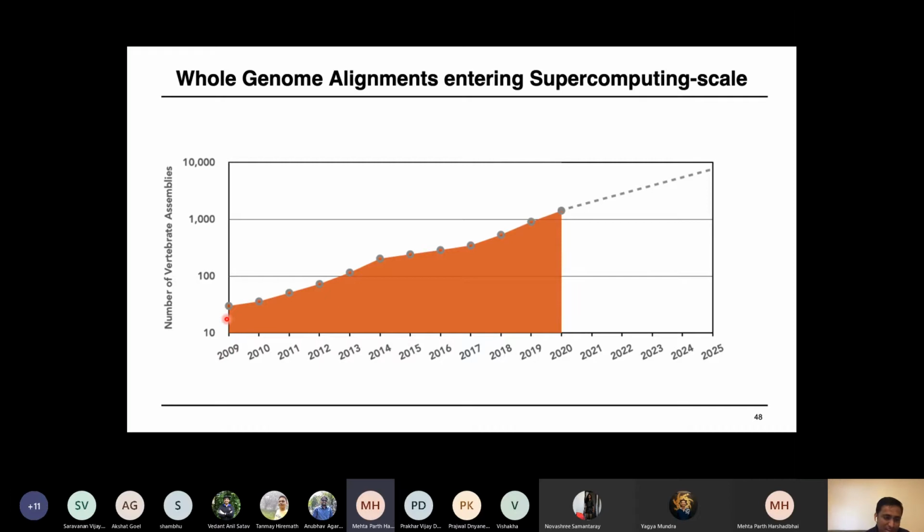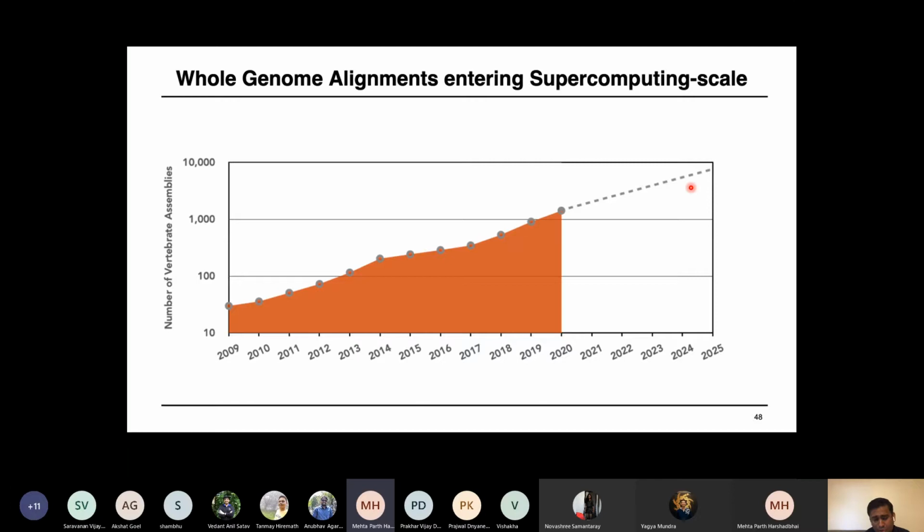For example, we had mouse, and we had vertebrate species. So we had rat, we had gorilla, and so on. And that has been increasing over the last decade. So just this year, if you see, we've actually crossed 1,000 vertebrate species already. Note that this is an exponential scale, and it's projected to grow really fast in the coming years as well.